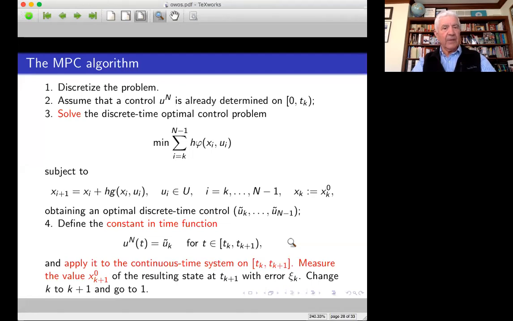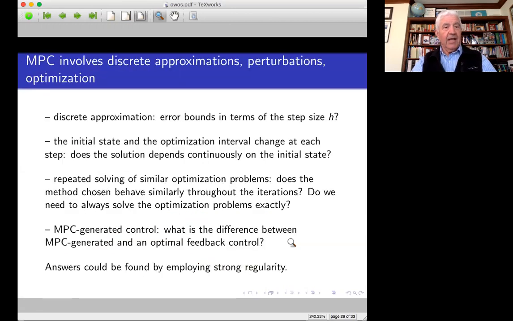Surprisingly enough, till very recently, people of course knew very well that this is a good approximation of the optimal feedback control, but there was no mathematical proof of that. And why it is so interesting for mathematicians is because MPC involves many things that come together here. It involves discrete approximations, it involves perturbations, and it involves optimization methods.